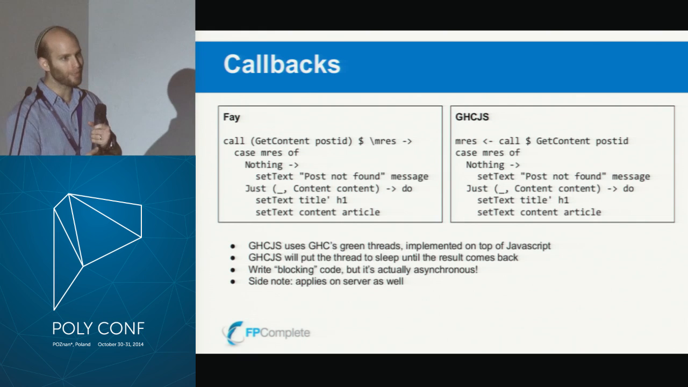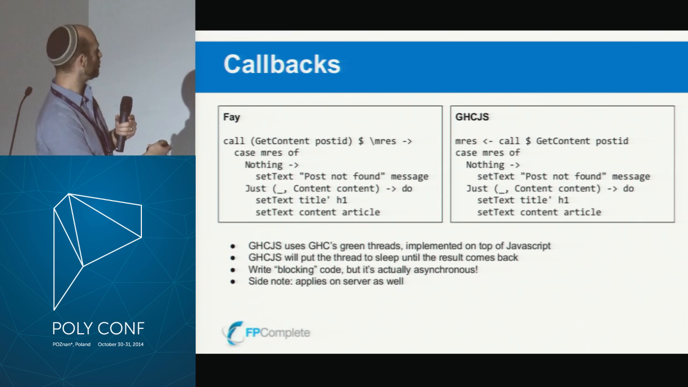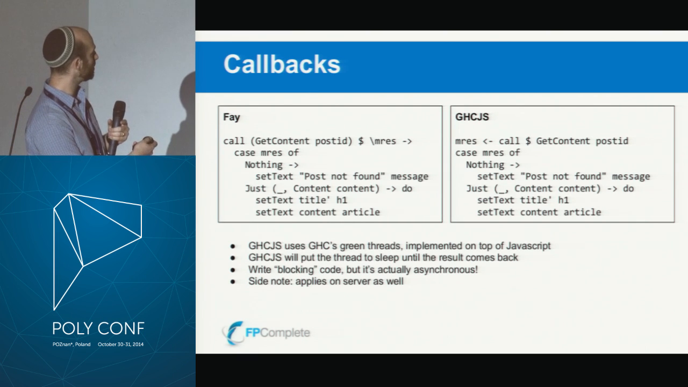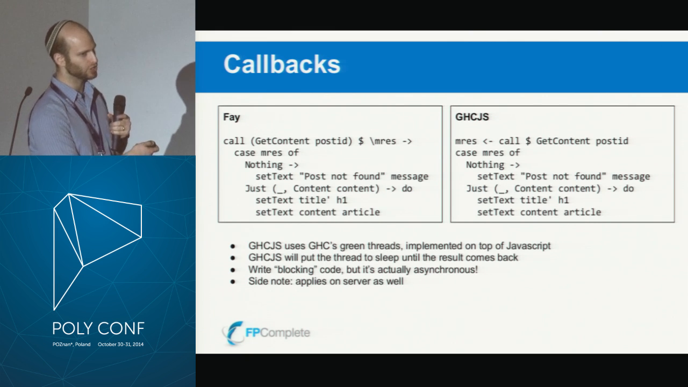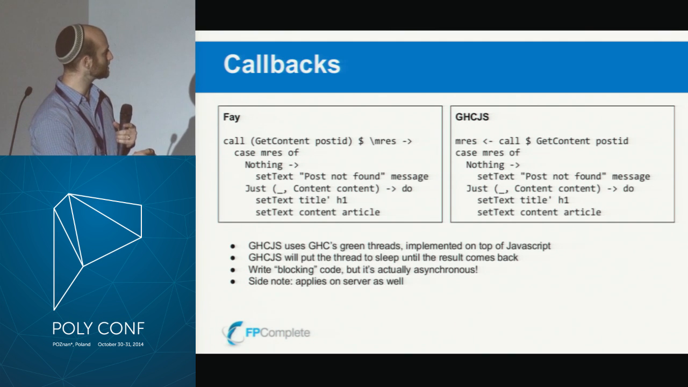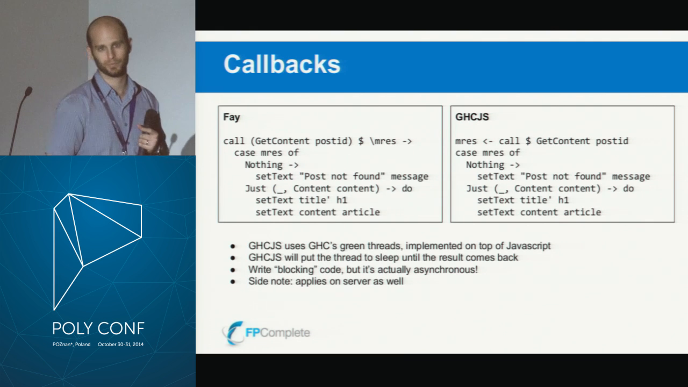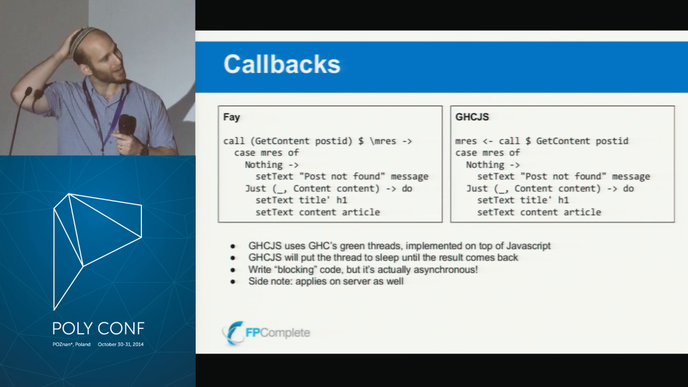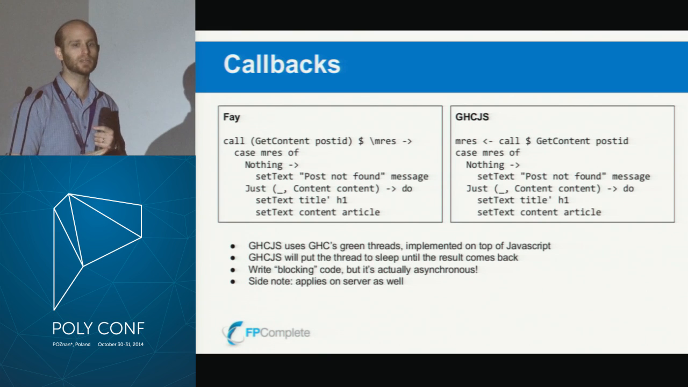So I mentioned that callback, that lambda thing before. Notice how when I did this call, I had to provide it with a callback. We don't do that in GHCJS. We're going to go ahead and make a call to the server. We're going to say, hey, give me the content, and we're just going to get it. We're not going to say, hey, by the way, when it's done, please call me back. We're just going to pretend like that blocks until the data is available from the server.